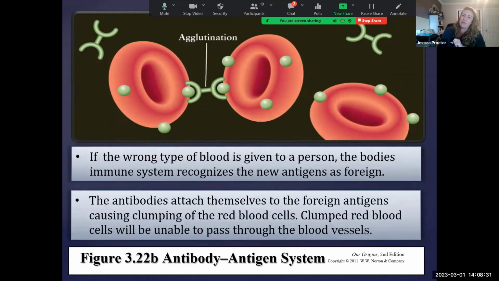I always have a hard time with that word. It's called agglutination here on this slide. That agglutination is essentially the antibody antigen reaction of my red blood cells, my A antigens, recognizing the B antigens as foreign, and there's an autoimmune response trying to fight them off. Essentially, the antibodies will attach themselves to the foreign antigens, causing clumping of the red blood cells, and the clumped red blood cells will be unable to pass through the blood vessels. That clumping and clotting will prevent red blood cells from reaching your vital organs.